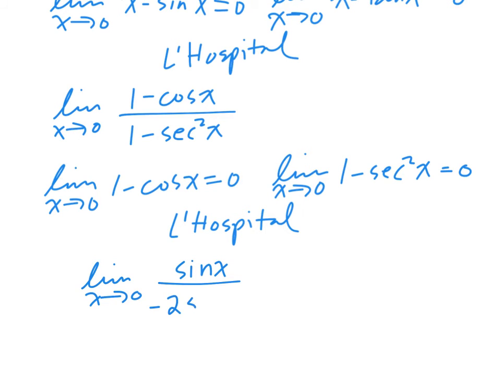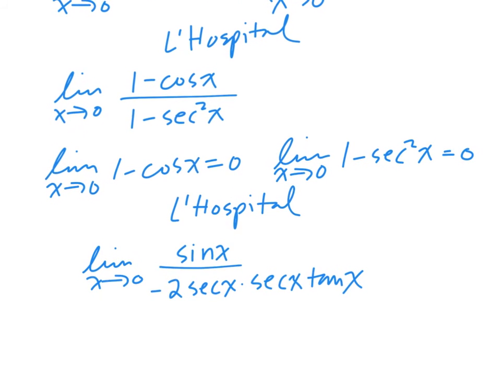No, it's negative 2 secant x, right? Oh, power rule, and then now the derivative of secant: secant tangent. Will this never end? All right, plug in 0. Oh no, this is 0 over 0 again.